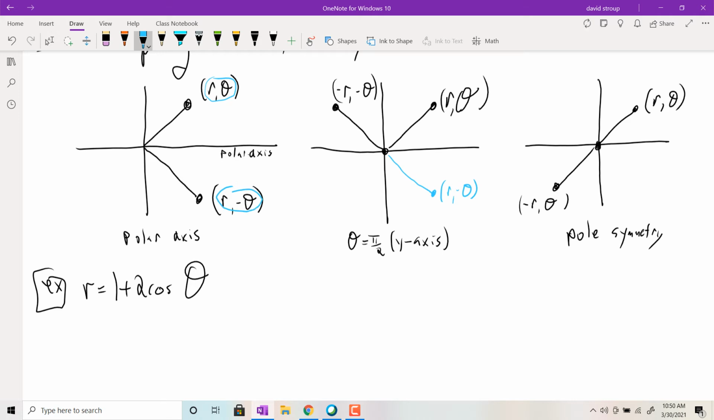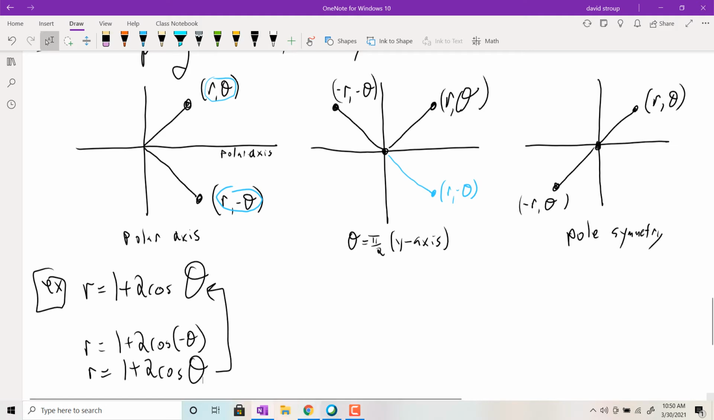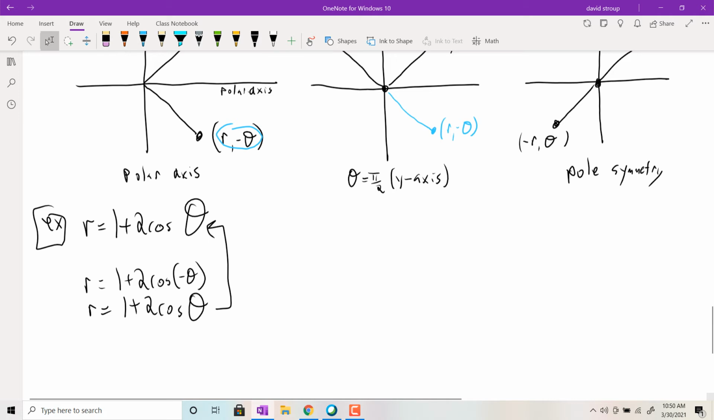The first kind of replacement is to replace theta with negative theta, to check for polar axis symmetry. So I go r equals 1 plus 2 cosine of negative theta. The cosine of negative theta is just cosine of theta, so this will be r equals 1 plus 2 cosine theta. In other words, it's exactly the same as where you started. In other words, it has polar axis symmetry. So polar axis symmetry is confirmed.